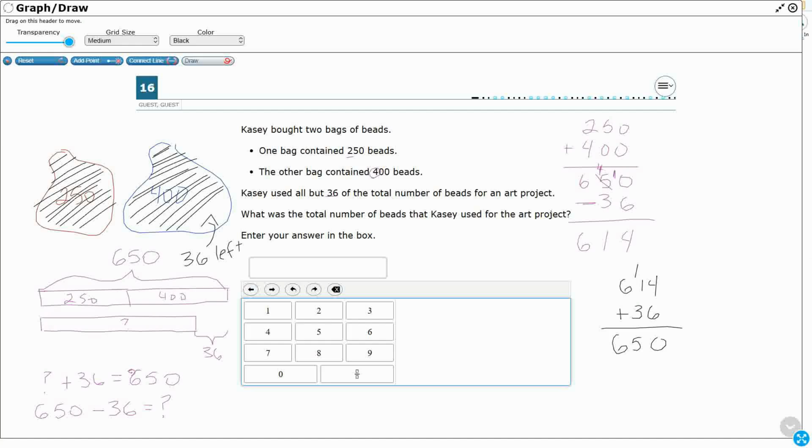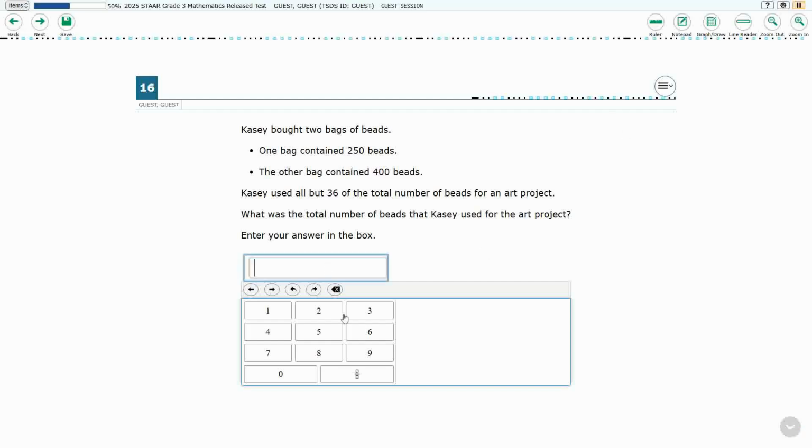Now, how do we actually enter it? Let's do this 614. We're just going to type it in almost like it's a calculator, but there's no enter button. We're just going to type in 614, and then that's our answer. That's all we need to have.